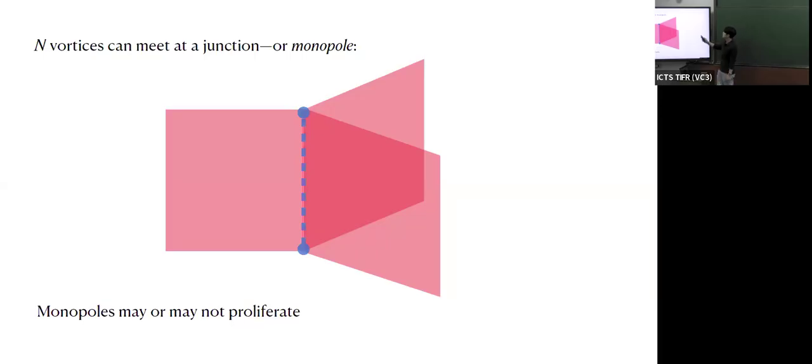So in this theory, there are these objects, the junctions, and I will argue that actually these play an extremely important role in understanding the phases of this theory.